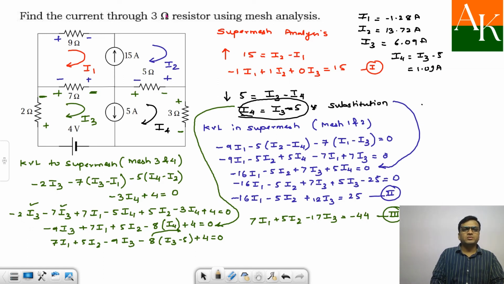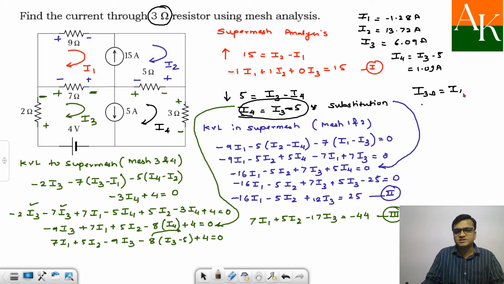But the problem is not over yet. You have to calculate current through 3 ohm resistor. So 3 ohm resistor, where is it? Yeah, over here. So it is quite simple. Current through 3 ohm resistor is nothing but I4, and which is moving downward. So this will give me the answer as 1.09 ampere downward.